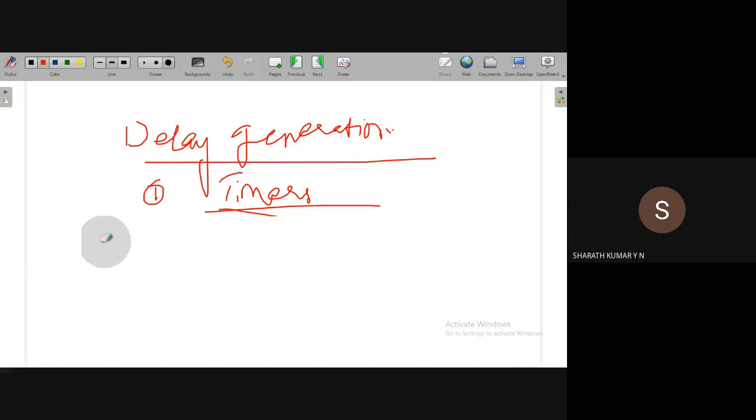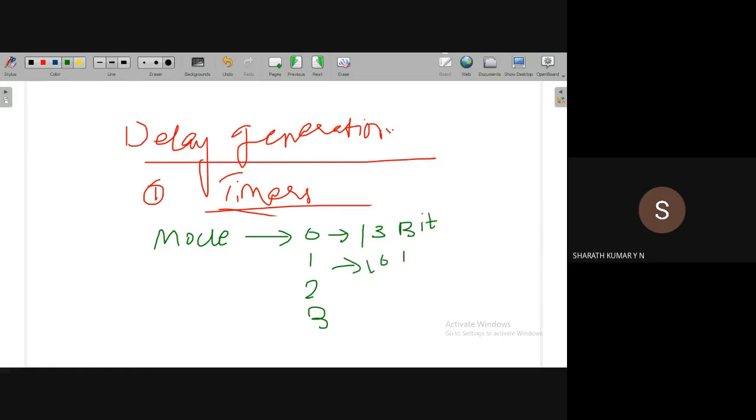In timers, the delay generation depends on the mode of operation: mode 0, mode 1, mode 2, mode 3. Mode 0 is a 13-bit timer. Mode 1 is a 16-bit timer. Mode 2 is an 8-bit timer. Mode 3 is a split timer. We'll not discuss this in 8051; this mode of operation is not used.